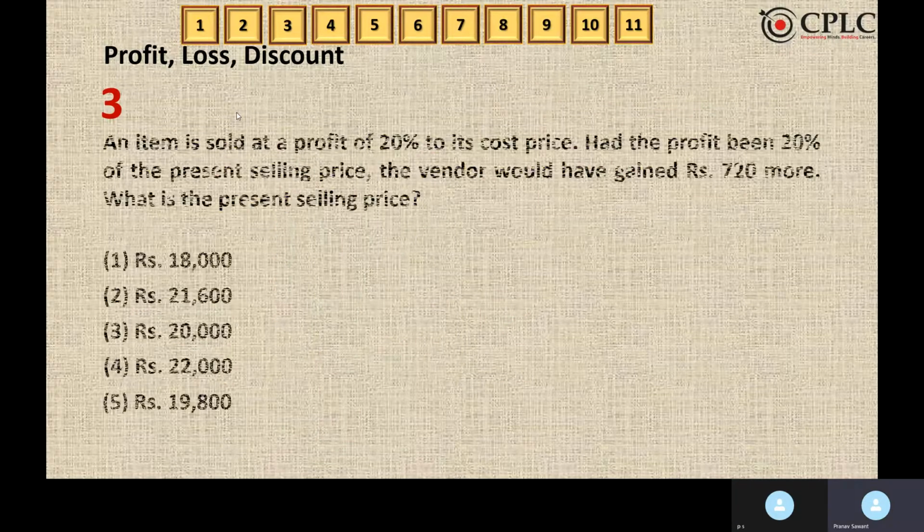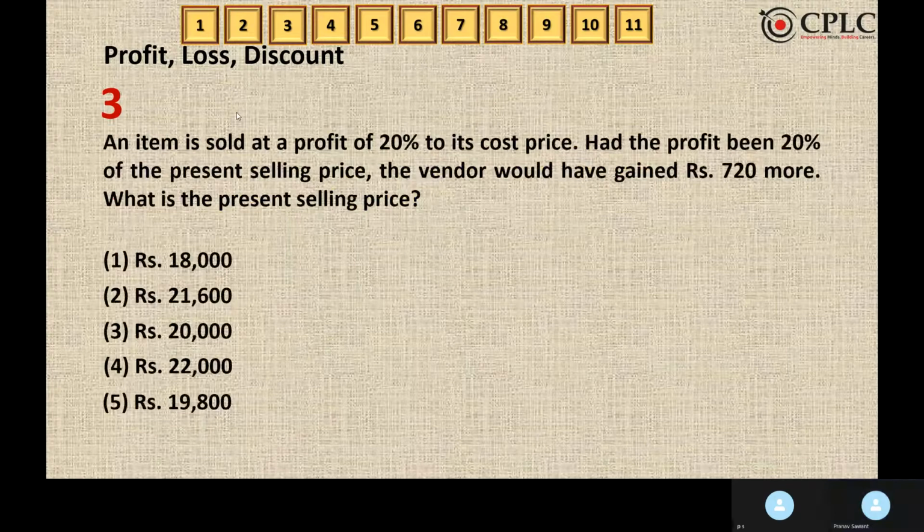Moving to the next question. An item is sold at a profit of 20% to its cost price. Had the profit been 20% of the present selling price, the vendor would have gained rupees 720 more. What is the present selling price?